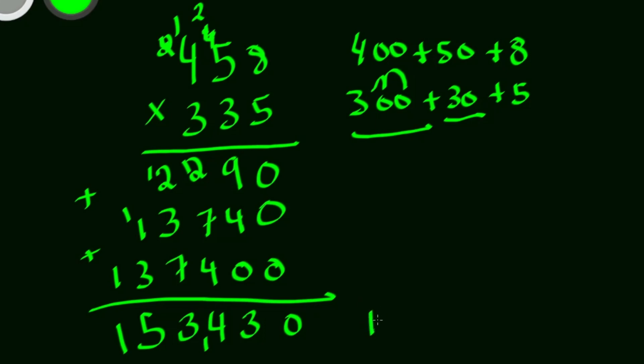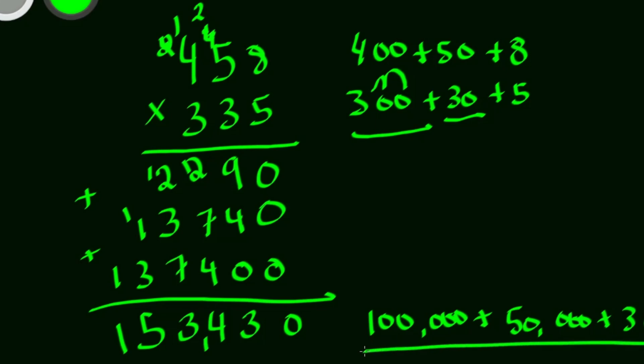Now, what would this look like in expanded form? Let's just do that real quick. That would be 100,000 plus 50,000 plus 3,000 plus 400 plus 30. All right. That's in expanded form.